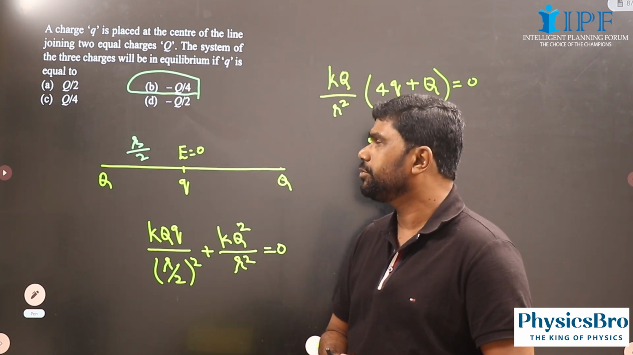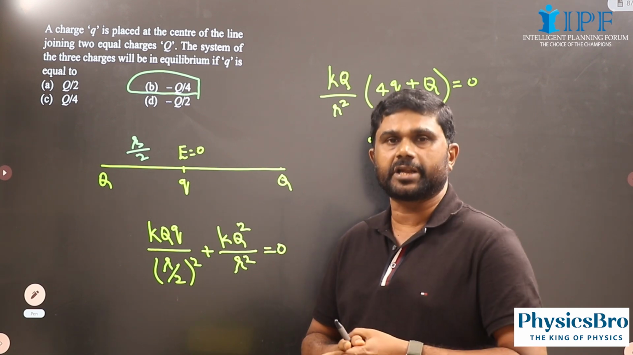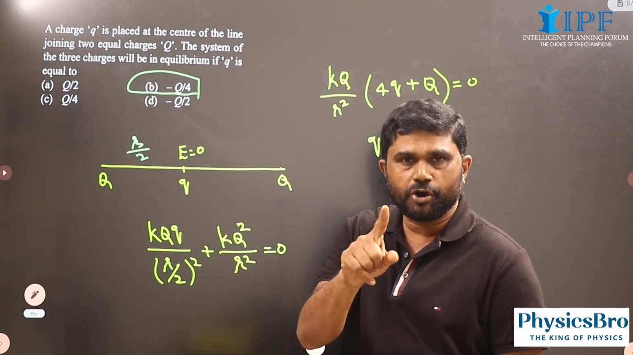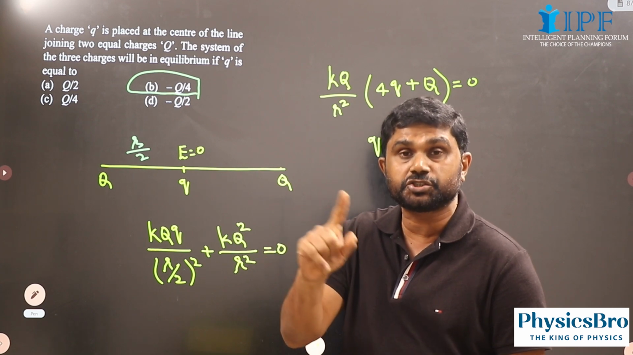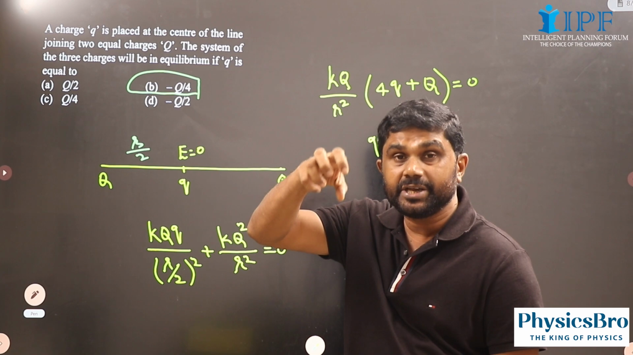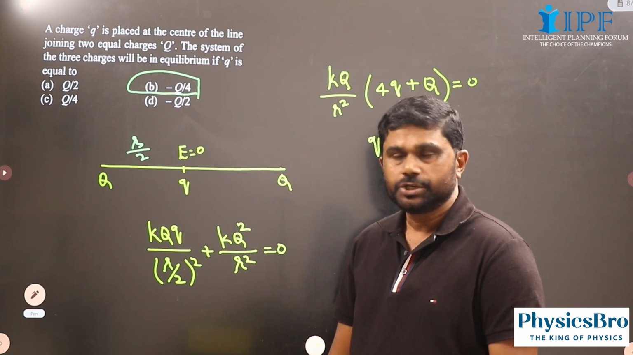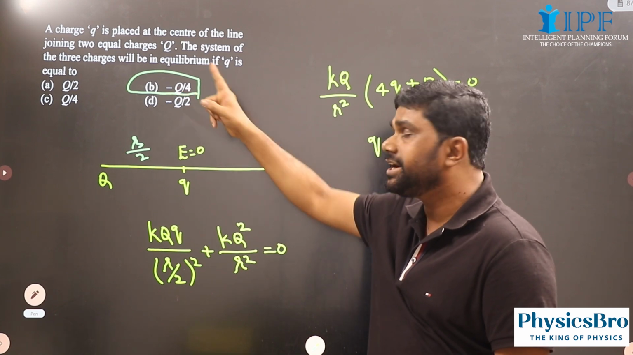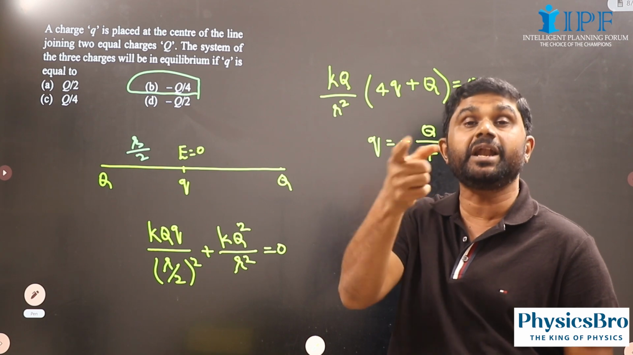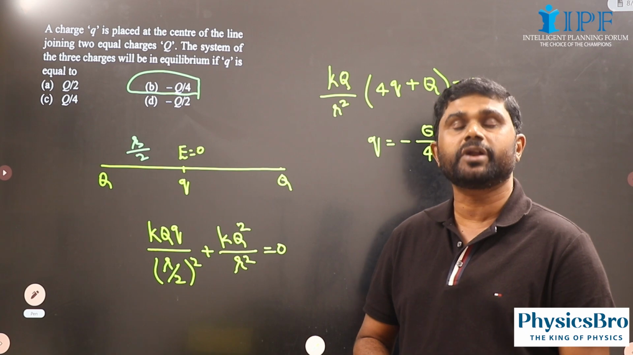Now from this question you can have one more question. What is the minimum magnitude of capital Q? See, charge cannot be the fraction of the charge on an electron or cannot be the fraction of charge on a proton. Charge can be integral multiples of the magnitude of charge on an electron. So this charge capital Q is to be divided by 4. Then capital Q must be divisible by 4, because it cannot be the fraction of the charge on an electron.